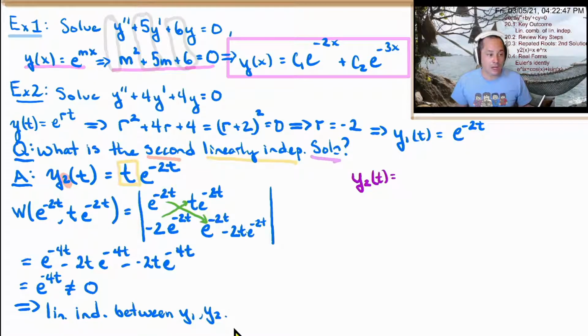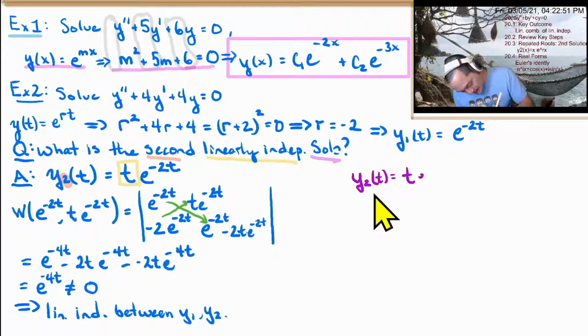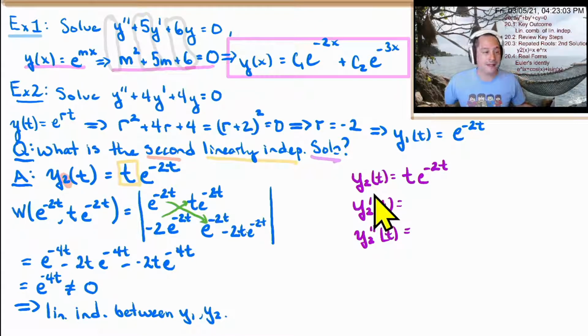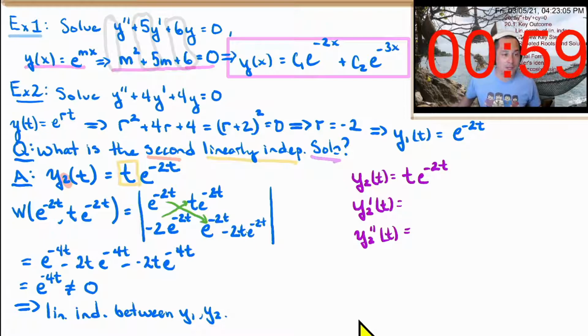I'm going to write y2(t) in purple right here, and that's going to be te^(-2t). And then I'm just going to form a column where the next term is going to be y2 prime, and the next term is y2 double prime. Please calculate those two derivatives for me, keeping in mind that this gets goopy because of product rules.